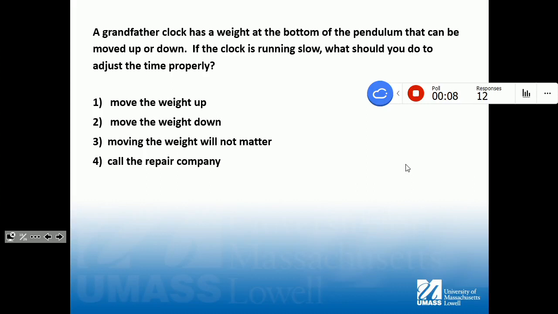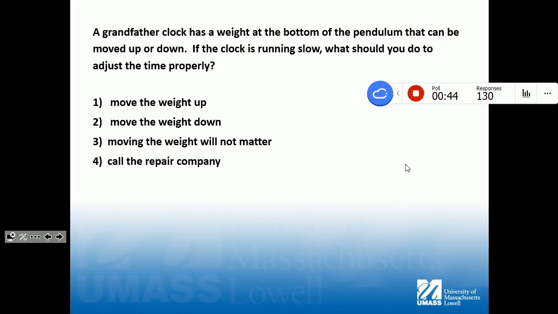So in order to answer this, think of the time period of a simple pendulum. Its T is 2 pi under root L over g. So the period of a pendulum is directly proportional to the square root of L, the length of the pendulum. If I increase the length of the pendulum, which by the way means moving the bob downwards, that's increasing the swinging length of the pendulum.